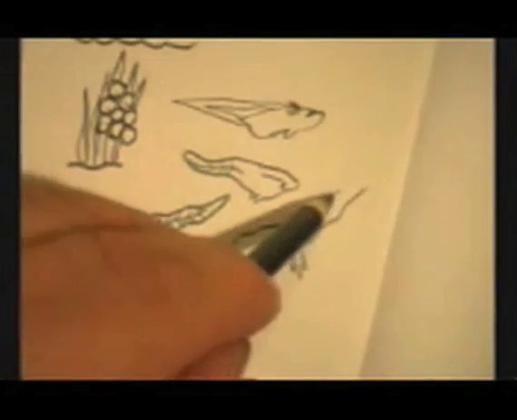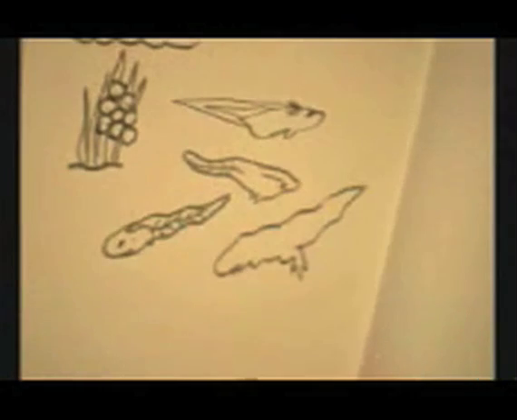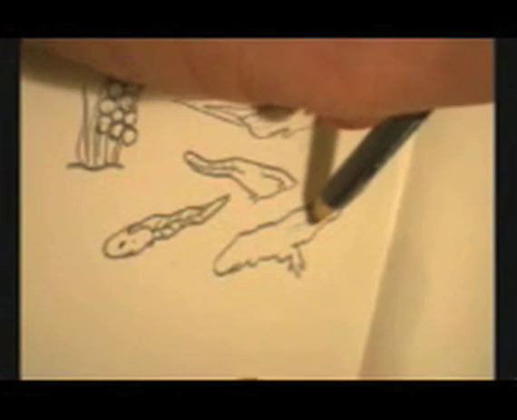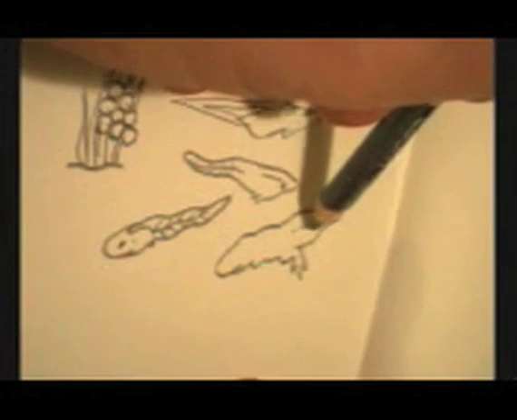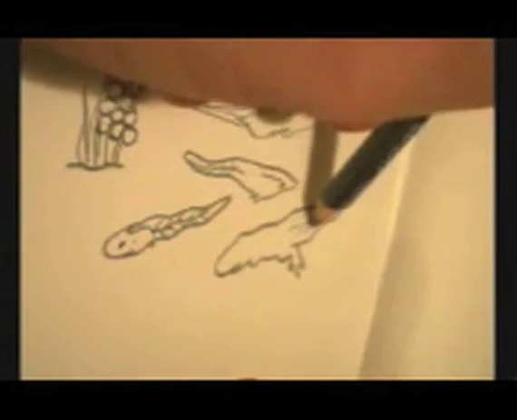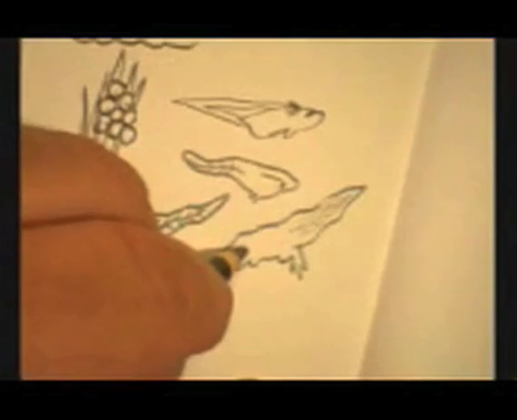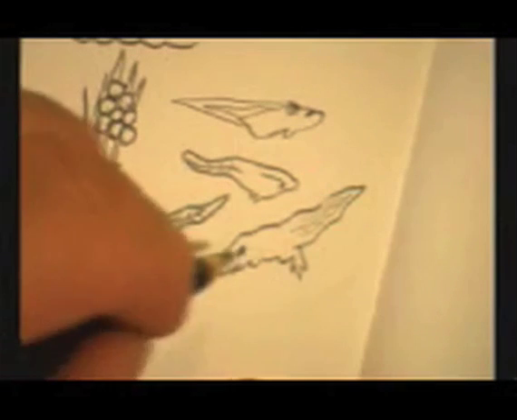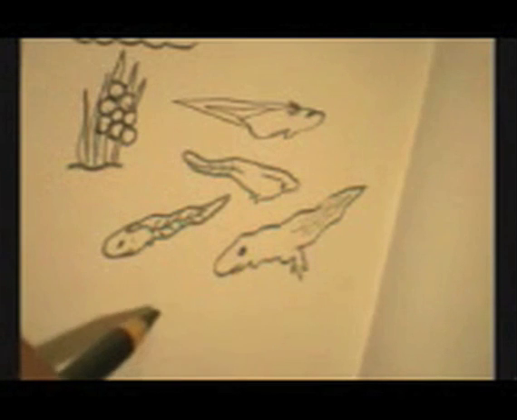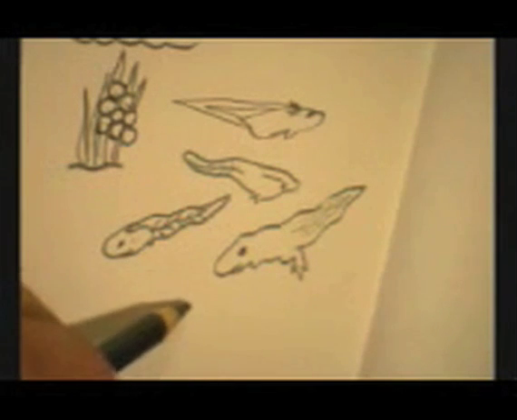Now grown-up frogs don't have tails, so at some point that tail's going to have to go somewhere. Okay? We still got that little part of the tail that looks like this. And we've got a more prominent eye. Still swimming through the water. Okay? Now let's go to the next stage here.